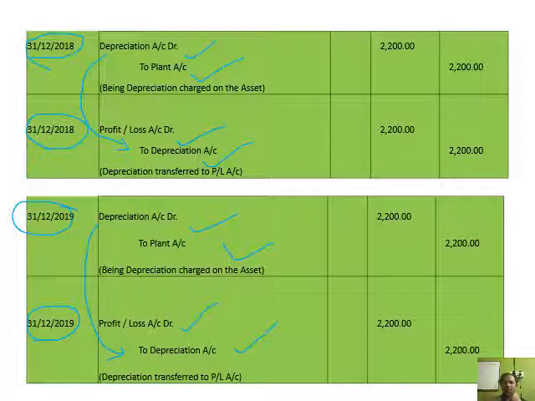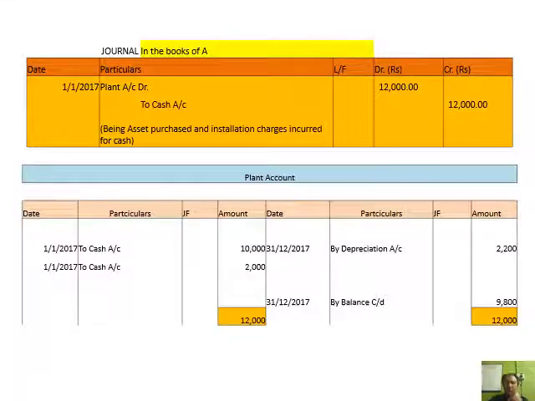So once it gets credited, we are transferring that particular amount of depreciation to the profit and loss account. Once we have prepared the journal entries, now we have to look at how we are going to prepare the ledgers. I'm just taking a sample one by one. Our first entry was what? 1st January 2017, plant account debit to cash account.